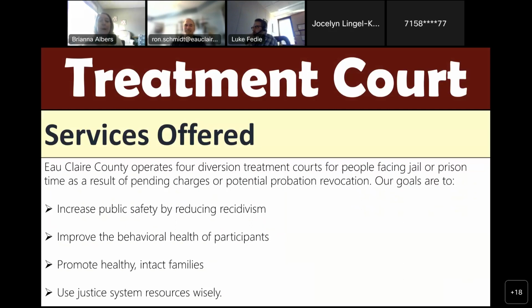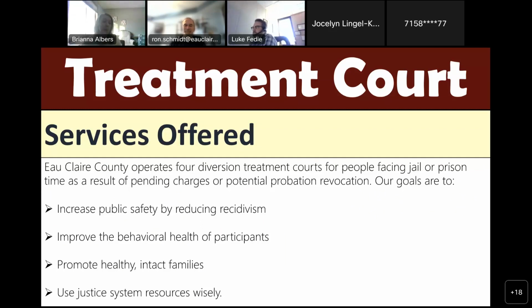So going on, other goals, promoting healthy intact families. You know, keeping our families together, keeping children in their homes, being able to provide treatment services in the community instead of incarceration. And then using our justice system resources wisely. So another one of our goals.